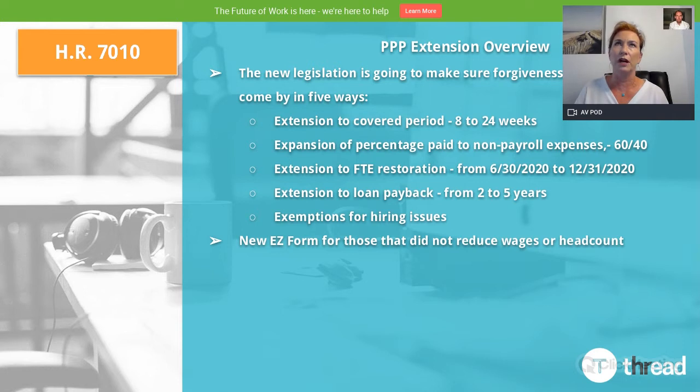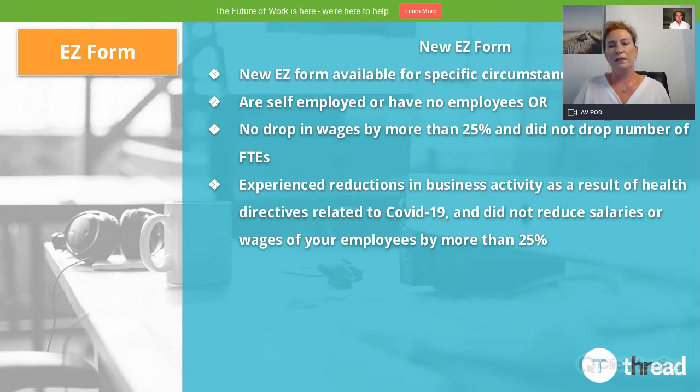In all cases, if you got the loan after this was passed, you immediately get the 5-year loan payback. If you got the loan before that, then you still have the 2-year loan payback, but you can talk to your lender. In a lot of cases, I think they may make changes to that. And then there are some exceptions or exemptions on FTE count based on some hiring issues that a lot of companies have had. And there's a new easy form for those that had no reduction in wages or headcount that makes this application for forgiveness very easy. So the new easy form is for specific purposes.